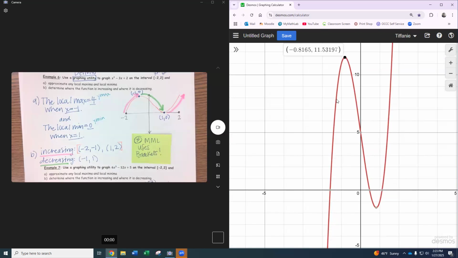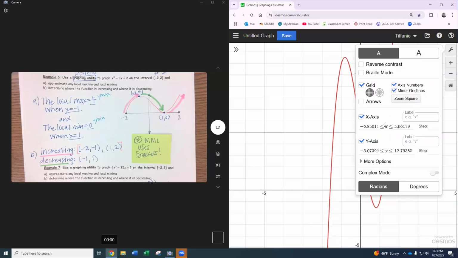Here is my max because this is where it changes from increasing to decreasing. It hits a tipping point. And then here it goes from decreasing to increasing. So that right there is my minimum. That's the lowest part of that little valley part right there, right? Okay, so once I get that max and that min, which is my Y values, now I can go in and change my viewing window. So I'm going to change my X back to -2 to 2 because that's what the interval is telling me here on my X values.